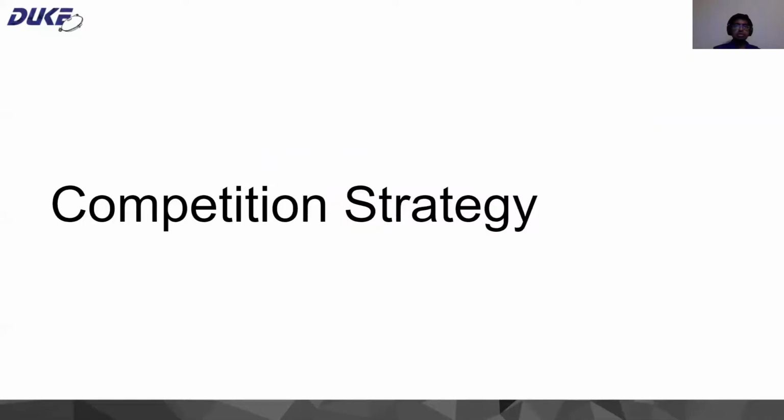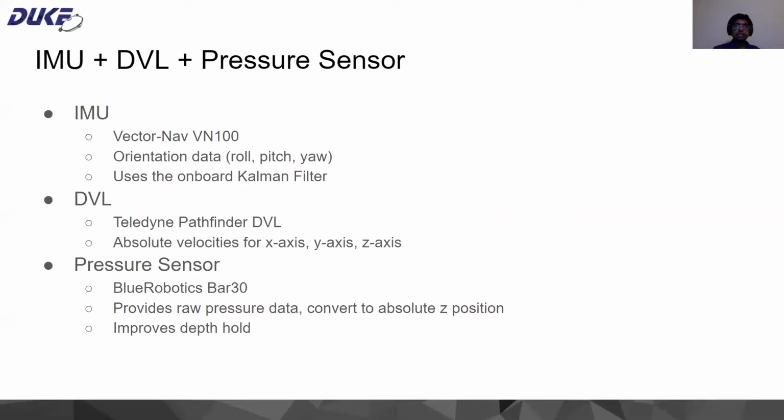Next, we'll talk about how each of our subsystems influence our overall competition strategy. With regards to sensors needed for state estimation, as mentioned before, we use an IMU, DVL, and pressure sensor. For the IMU, we use a VectorNav VN100. This has an onboard Kalman filter in the hardware itself that inputs the angular velocities and provides us with the orientation of the robot. Our DVL is a Teledyne Pathfinder.